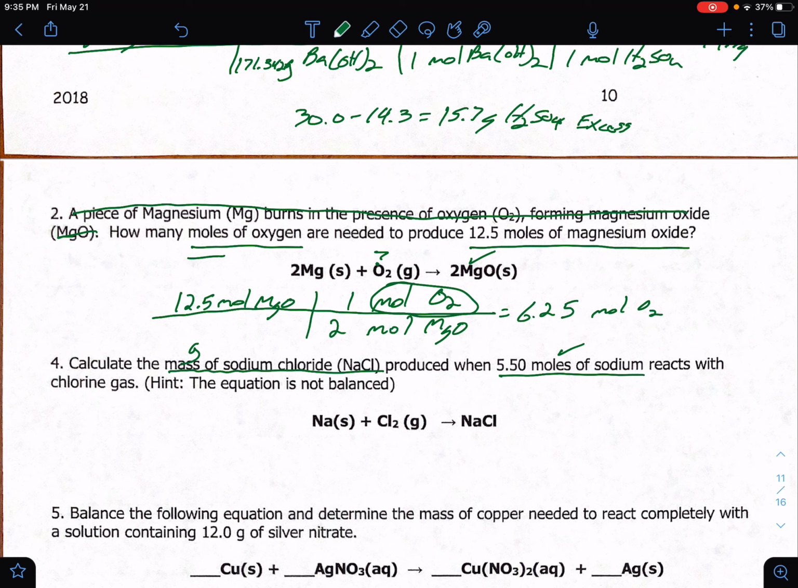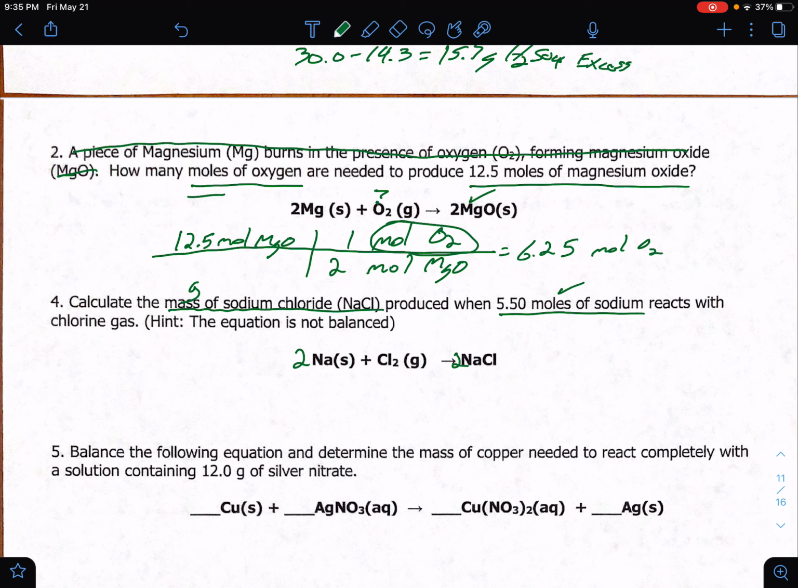1 Na on the left, 1 Na on the right, 2 chlorines on the left, only 1 on the right. So I'm going to put a 2 in front of this NaCl. That fixes my chlorines, but now I need to fix my sodium, so that becomes a 2 right there. So now I'm going to start off with 5.50 moles of sodium, which is just Na, and I'm going to go to grams of sodium chloride.